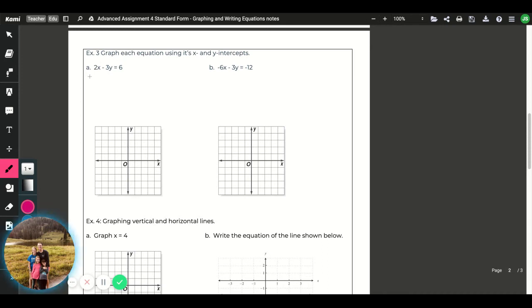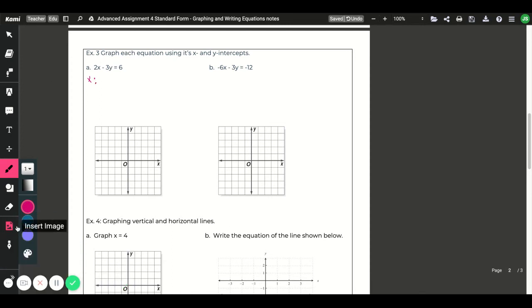So if I want to find an x-intercept here, I'm going to put the 0 in for the y. So I get 2x, negative 3 times 0, because I'm going to put a 0 in for y when I want to find x. That is 0 equals 6. And then if I divide both sides by 2, I get x equals 3. Remember, an intercept means where it crosses. So that tells me that this line will cross the x-axis at 3. 1, 2, 3 on the x-axis.